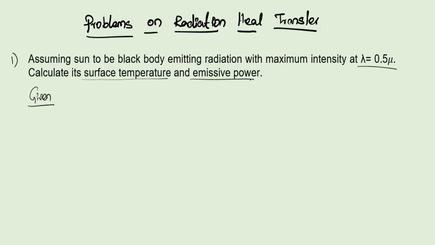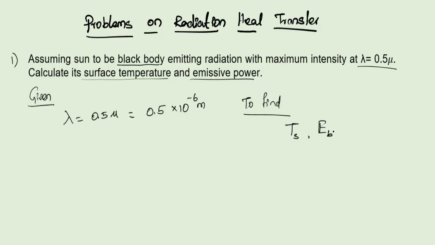So first thing, given data: lambda equal to 0.5 μm, which is equal to 0.5 into 10 to the power minus 6 meters. You are asked to assume the sun as a black body, so you have to find out the surface temperature and then the emissive power of this black body. Now this lambda at which maximum intensity is emitted is nothing but lambda max. So here just write lambda max equal to 0.5 into 10 to the power minus 6 meters. Then go to the solution.